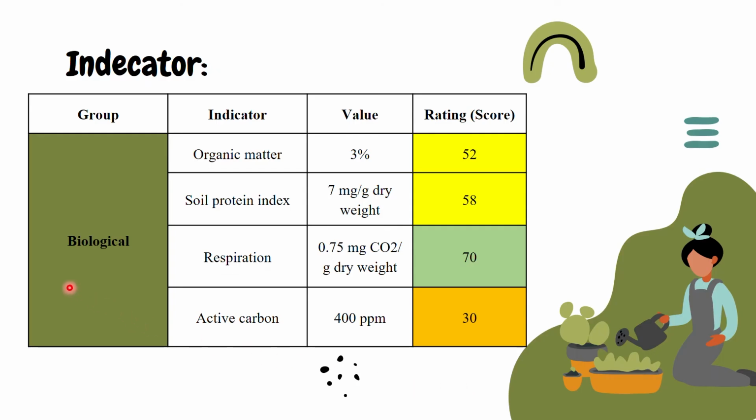The biological group has different types of indicators. For example, we have organic matter, soil protein index, respiration, and active carbon. Each of them has a different value and a score. For example, we have the value of organic matter 3% with a score of 52%.